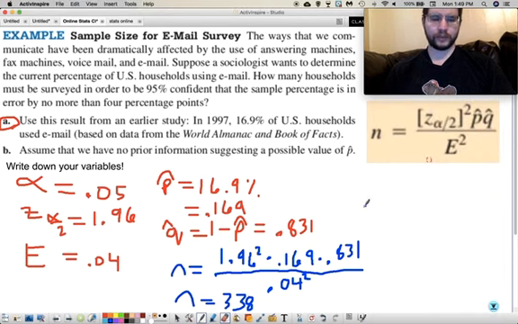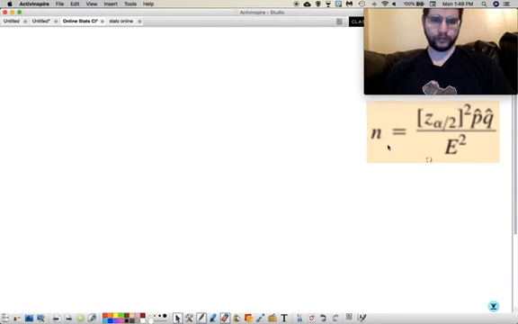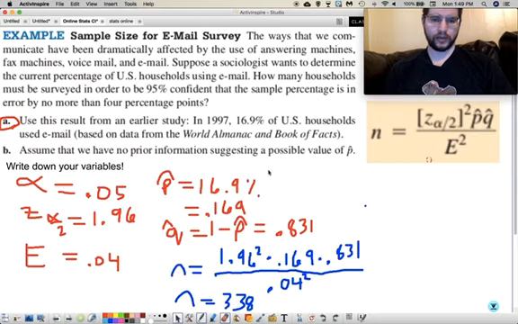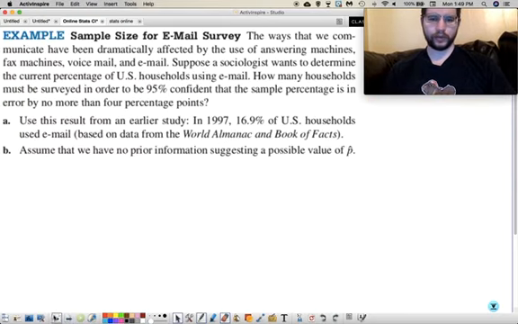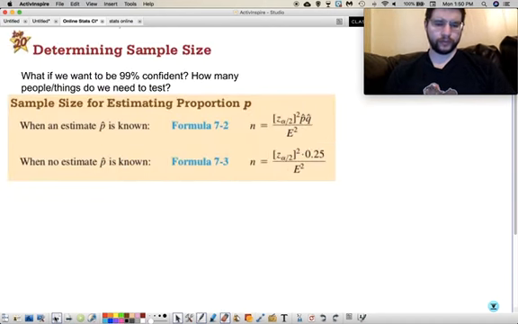Now let's see what the difference is if we didn't have any previous data. Oops, I think I already have this saved, don't I? Yeah. So that's not the formula we're going to use. We're going to use this one.